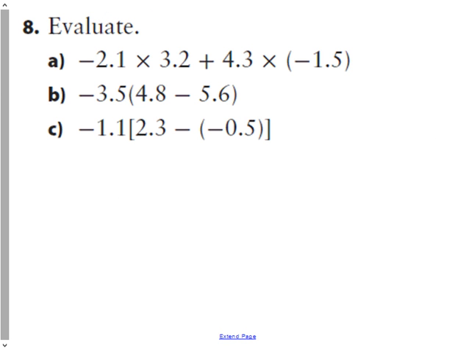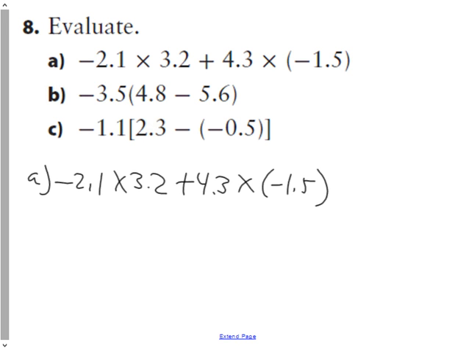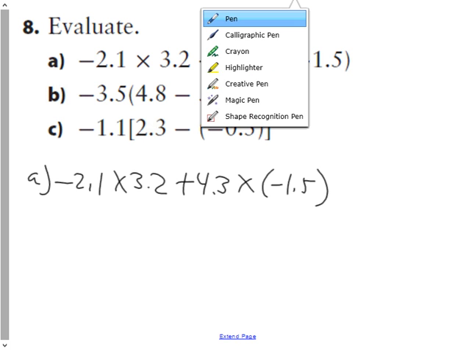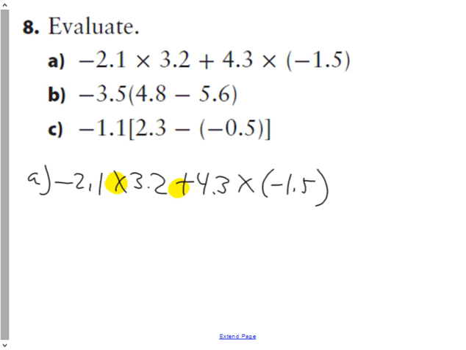Now, for question 8, we do have BEDMAS questions. So in order to do this, what you first need to do is write down the question. And then using order of operations, determine what you're going to do first. So in this particular question, I have a multiplication, an addition, and a multiplication. Because we have three operations, we're going to do multiplication first.